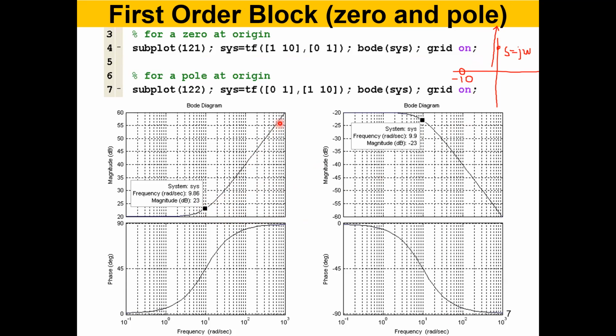So if you give a zero frequency, you get 20 dB gain. If you give a 10 radians per second input signal, you get 23 dB gain. And if you increase to 10 to the power 3, that is about 1000 radians per second, over here you have 60 dB gain. So this zero actually amplifies the signal. For higher frequencies, high amplification.